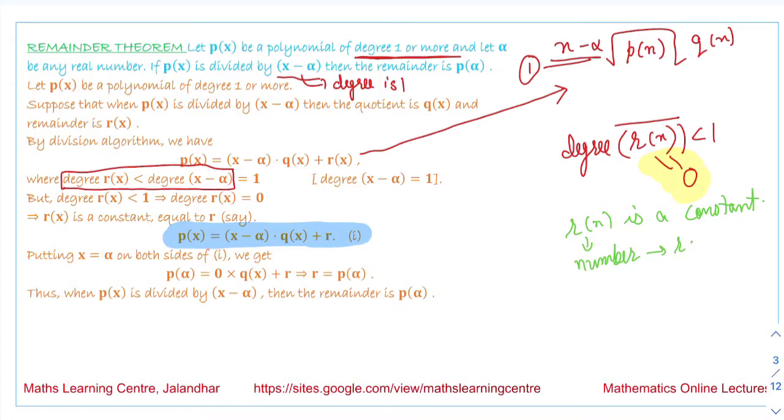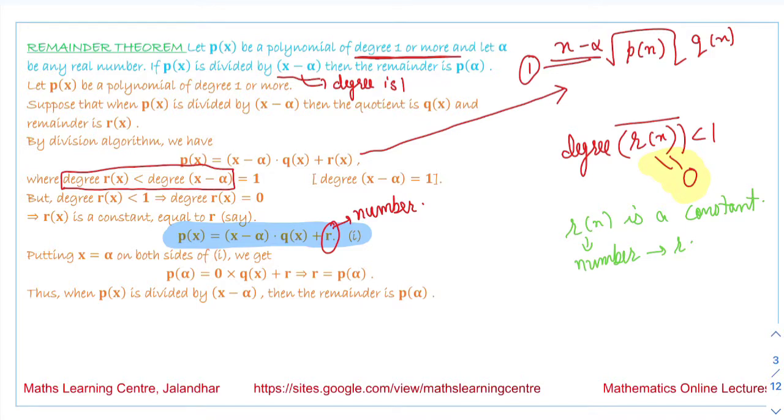So our division algorithm comes in this form: p(x) is equal to (x minus alpha) times q(x) plus some number r. It means that if we divide any polynomial by a linear polynomial x minus alpha, the remainder will be a number. Up to this point we are just saying that if we divide any polynomial by x minus alpha, the remainder will be just a number.